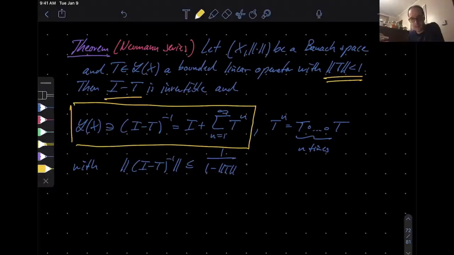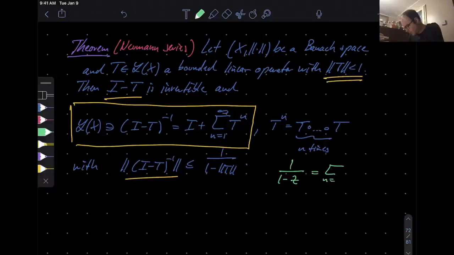Okay, that's the formula, and then to showcase that indeed the inverse is bounded, here is an upper bound for the operator norm of the inverse. So it is less than or equal to 1 divided by 1 minus the operator norm of T. Right, and it completely corresponds to the ordinary geometric series that you know from calculus.